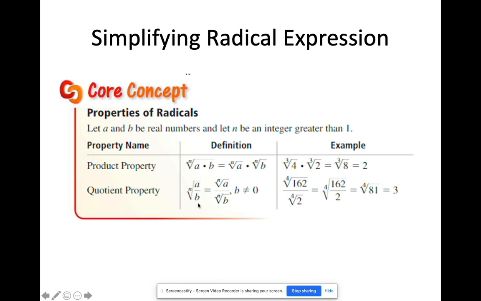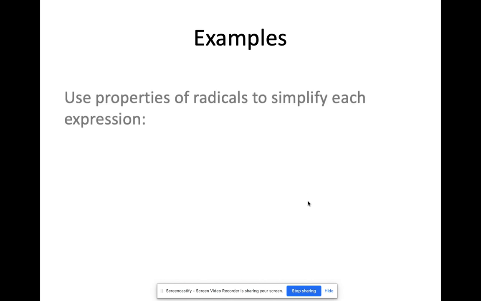Also, if it's one fraction inside the radical sign, with the same index, you can separate the index if you want, making sure that b is not equal to 0, just like this one. Okay? Let's have an example.